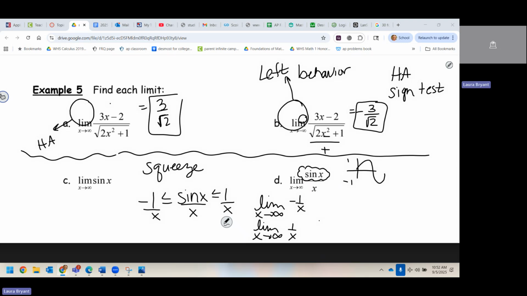Now I get to use my horizontal asymptote rules. Those are both bottom heavy. They both go to 0. And if the smaller and the larger function both have a limit of 0, that means your function in the middle is also 0. So those are like the level 10 squeeze problems.